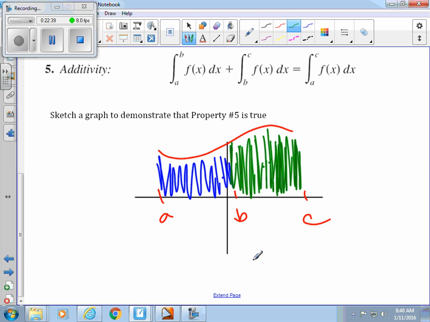AP will rearrange this sometimes. Sometimes they will give you the integral from A to C and the integral from B to C and ask you to find A to B. How would you do that? Subtract. So that's the last property of integration. Yes? Then it would work the other way, where it would be the integral from A to C plus the integral from... So they would never say... Right. Yeah.